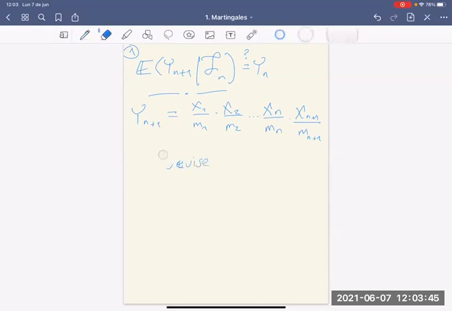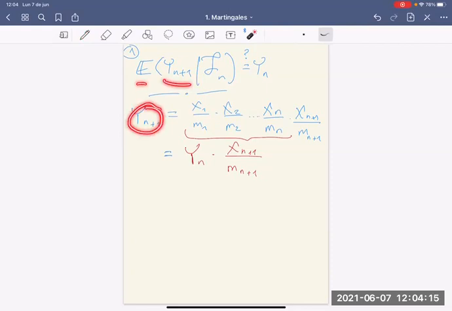So what I need to do now is to see some recurrence rule, right? So what I have in here is precisely Y_n multiplied by X_{n+1} divided by m_{n+1}. So why is it that I need to do this? Well, because I need to find the expectation of this thing given a certain history. So the history is taken up to time n. That is why I needed to find this recurrence rule.